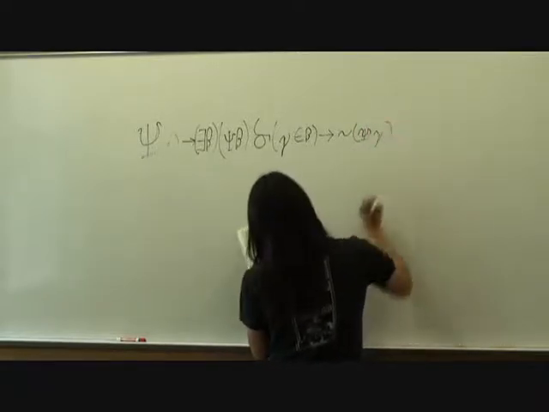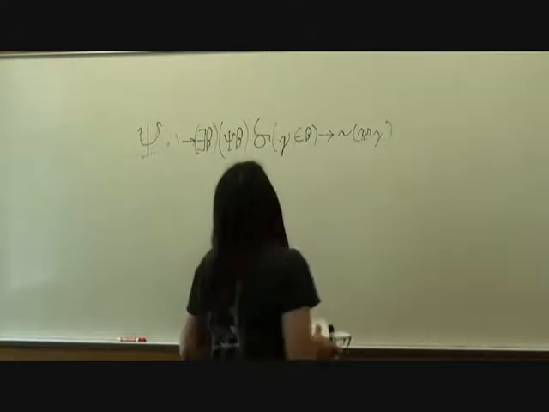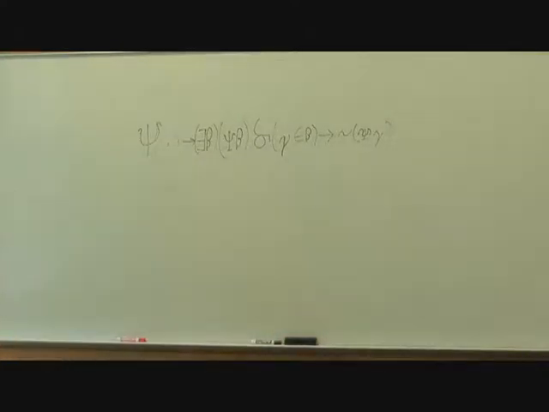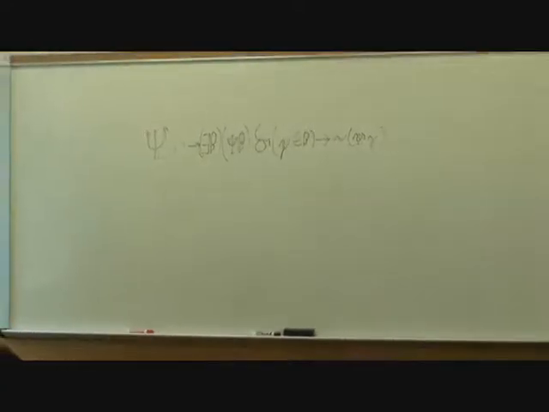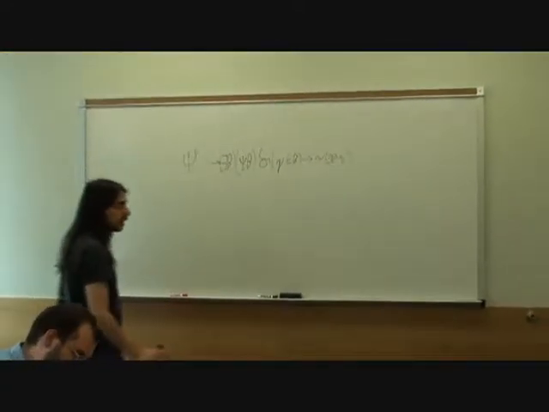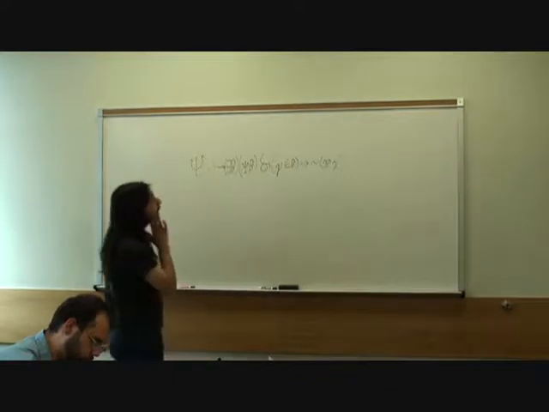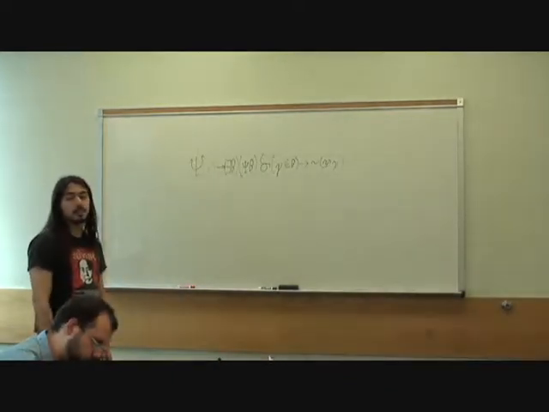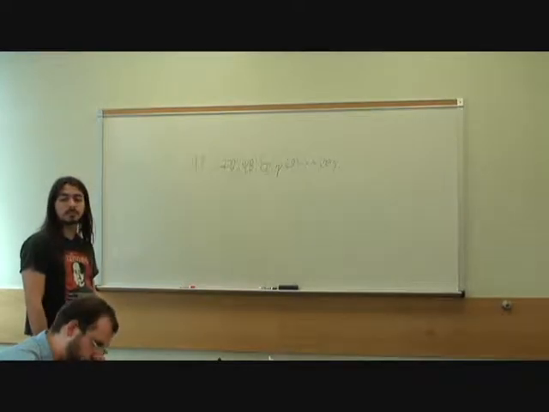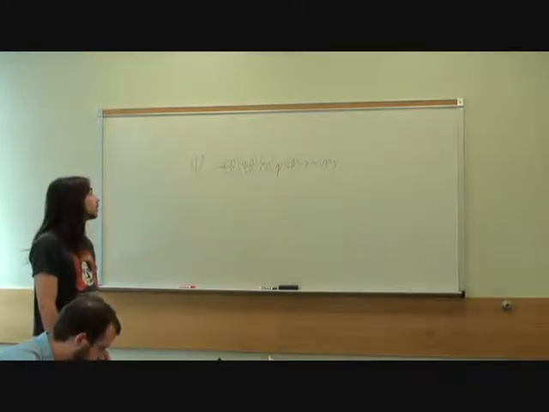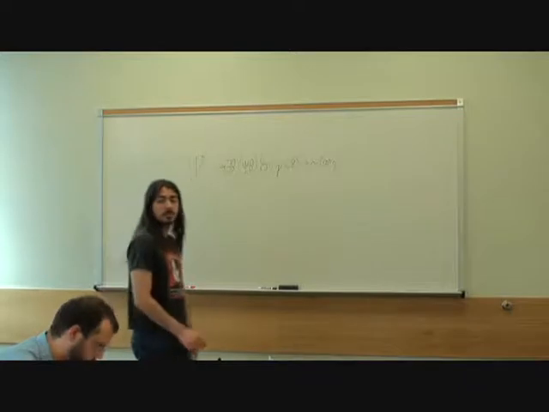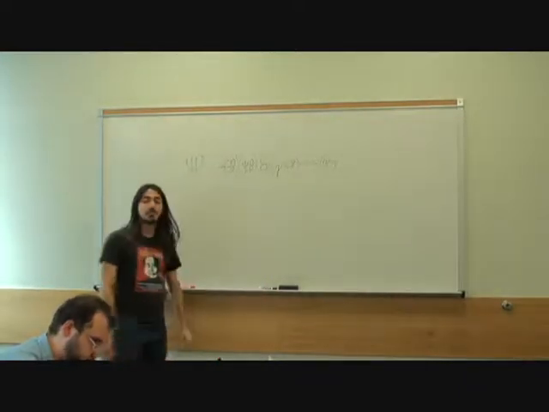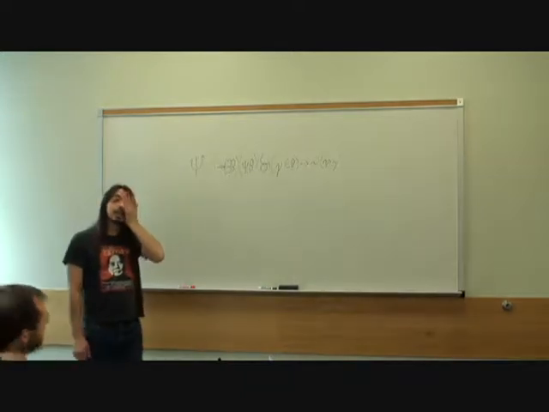Okay, so what do we have here? For the psi of alpha, there exists some beta such that psi of beta, and gamma is an element of beta, and it is not the case that there is a psi of gamma. You should write that there is psi of alpha at the very beginning. Okay, so what does this mean?